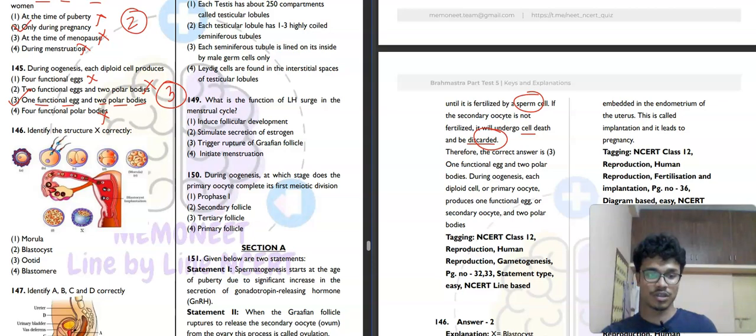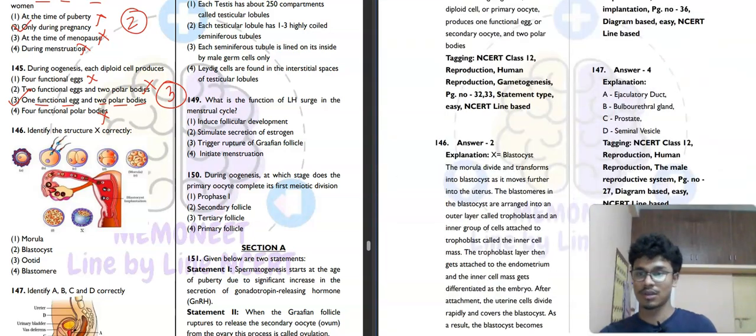Moving towards the next question, question number 146. Identify the structure X. This is the structure X, and we can see this is directly taken from the NCERT. This structure is the blastocyst. The blastocyst. Second option will be our correct answer.